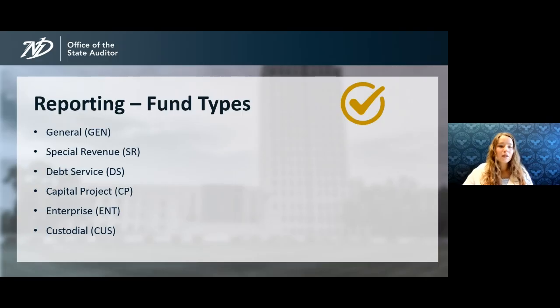Okay, and then I want to move into reporting. I just want to talk a little bit about the fund types. So in governmental accounting, we typically have about 6 different funds. So everyone has a general fund. That's just your operating fund. Anything can be paid out of there, provided that it's legal per North Dakota Century Code. But anything can go in there, anything can come out of that general fund.